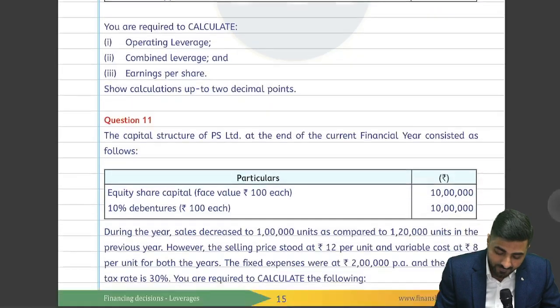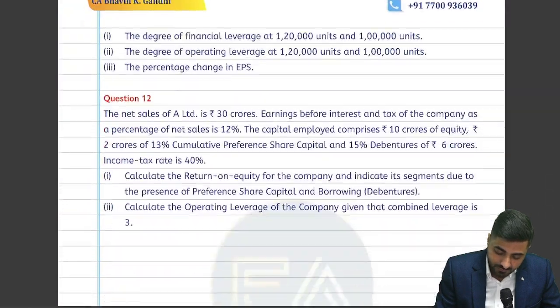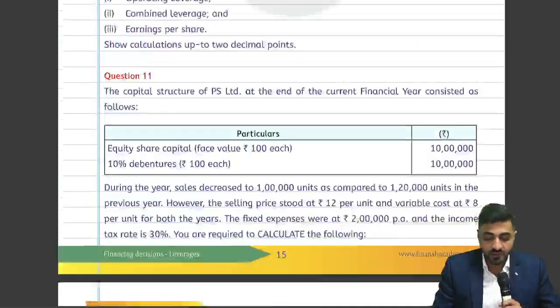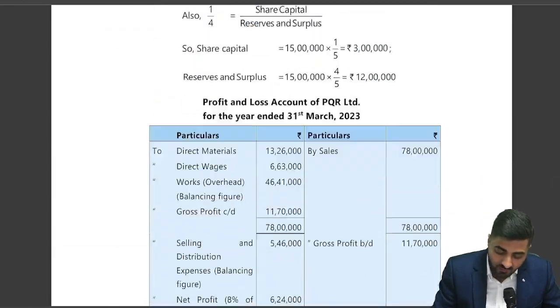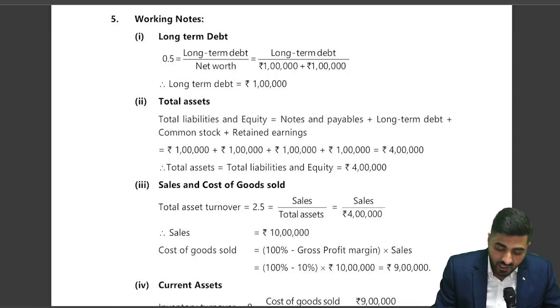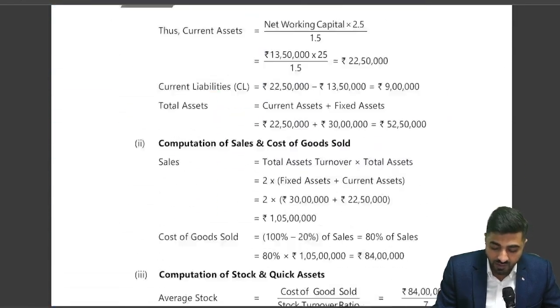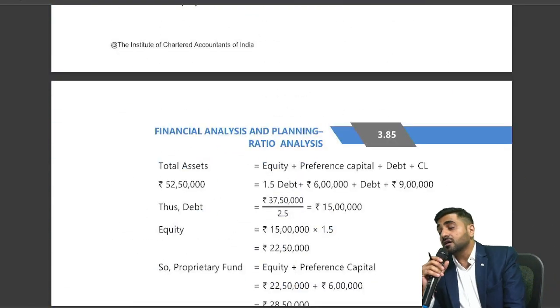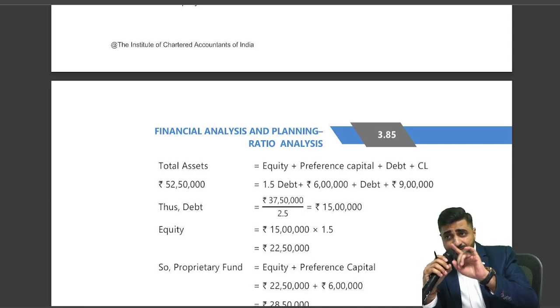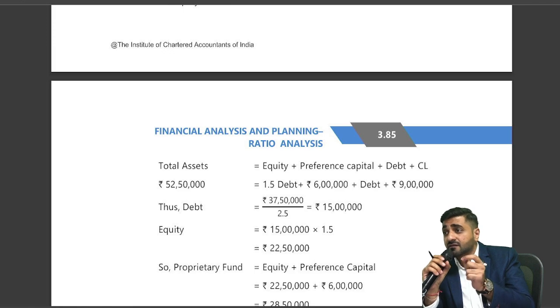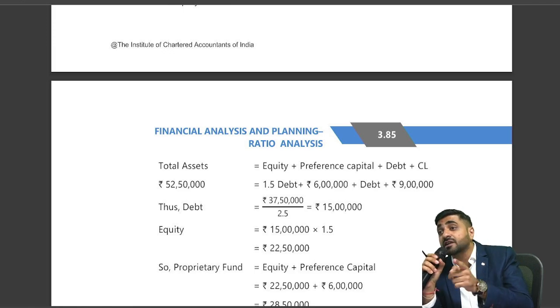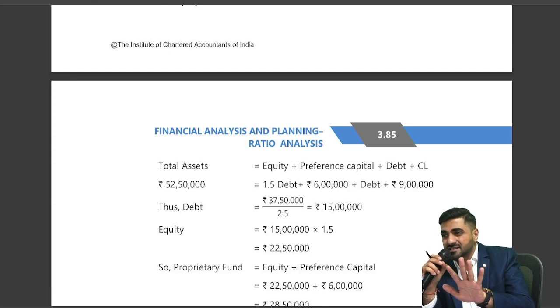Now, leverage, I think we have covered. Have we covered OL, FL, CL, yes or no? Yes. We have also covered the percentage change, and all these things.